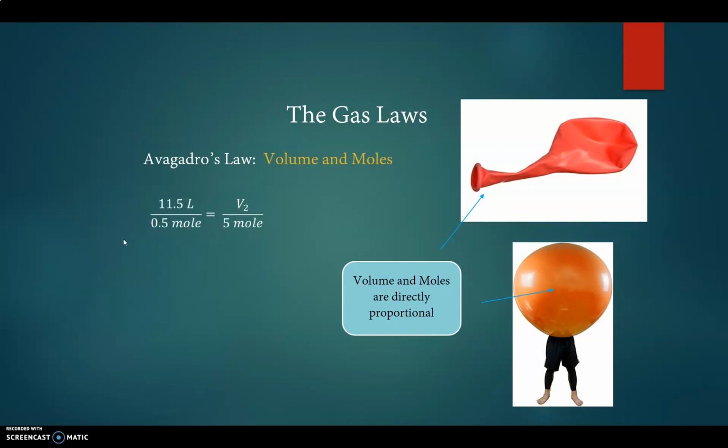So for example, if we started out with half a mole of air in a balloon and it had a volume of 11.5 liters, if we increased the number of moles from 0.5 to 5, that's a 10-fold increase in the moles. We would expect a 10-fold increase in the volume, and now the volume would be 115 liters. So again, any change that occurs in the moles, a comparable change will occur in the volume, and that is Avogadro's law.